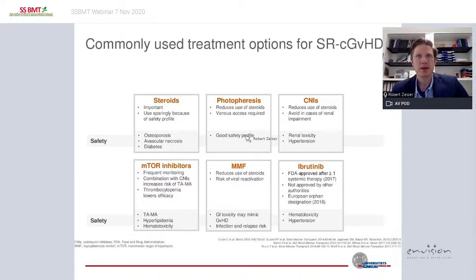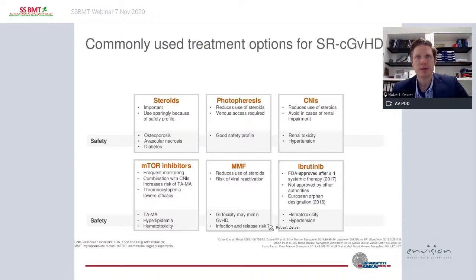It is used to reduce the use of steroids, but still it is not so effective that we would say it solves all the problems. But it's an important cornerstone of the therapy for corticosteroid refractory chronic graft-versus-host disease. Calcineurin inhibitors have renal toxicity and cause hypertension. mTOR inhibitors are often used. They can lead to hematotoxicity and TMA with endothelial damage. MMF has been used. It has, however, GI toxicity and causes infection and relapse.